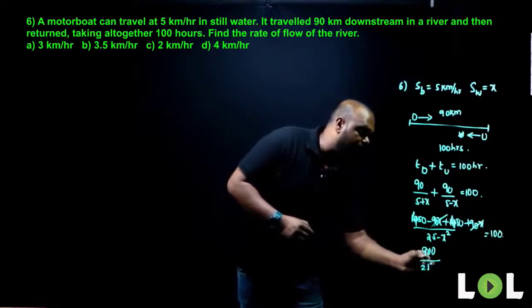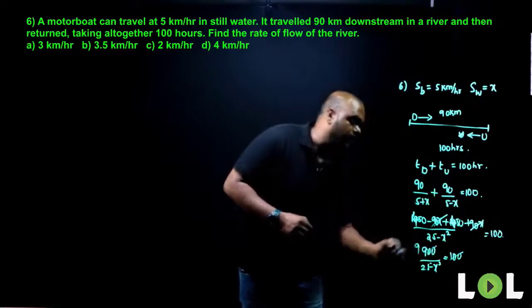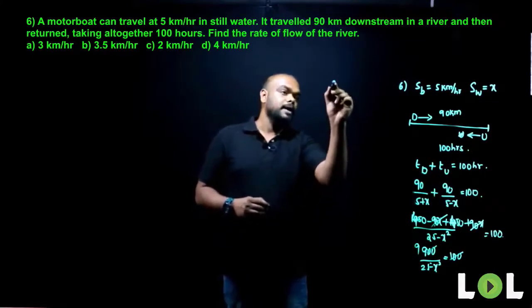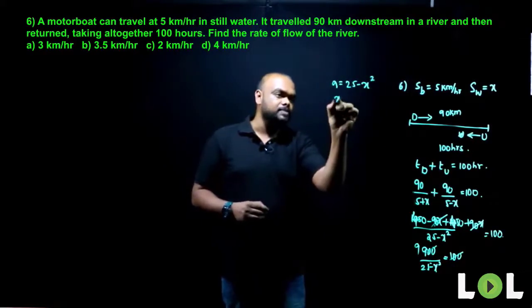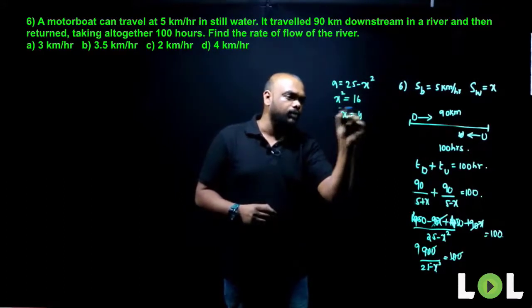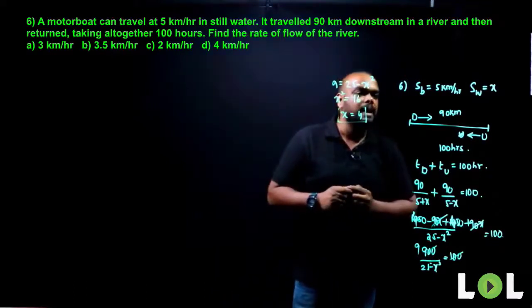900 by 25 minus x square equals 100. 100 into 9 goes to this side. So 9 is equal to 25 minus x square. X square comes this side, 25 minus 9 is 16. X equal to 4. That must be my answer.